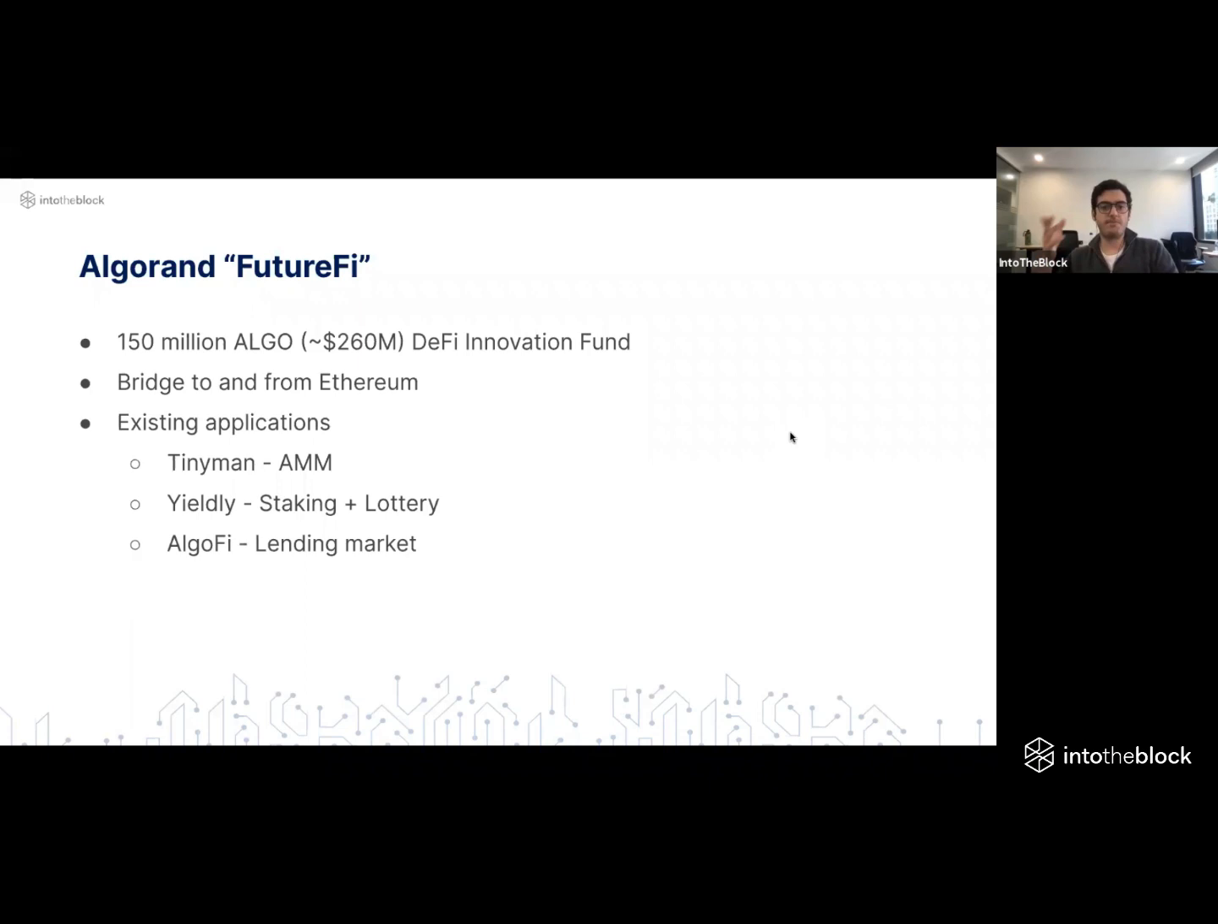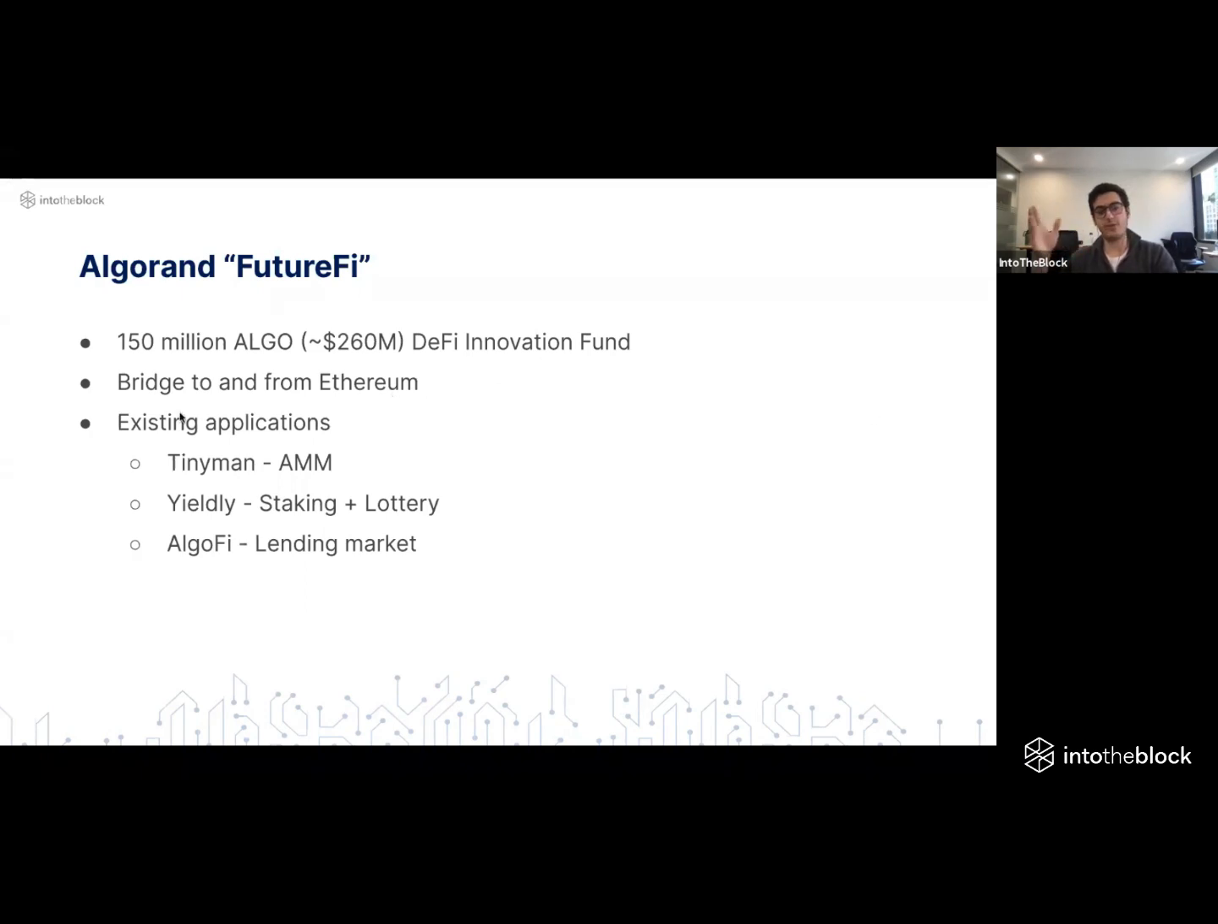So one of the things that are emphasized within the Algorand ecosystem is the concept of FutureFi, so the future of finance being decentralized. So in theory, not too dissimilar from the DeFi applications that we see nowadays, but built in a more provably decentralized, scalable, and secure way. And so they're sort of doubling down on this vision with a fund of around $260 million at the time of writing, 150 million worth of ALGO for a DeFi innovation fund.